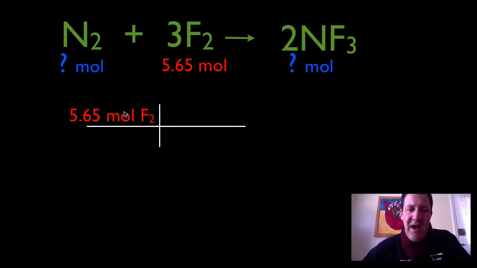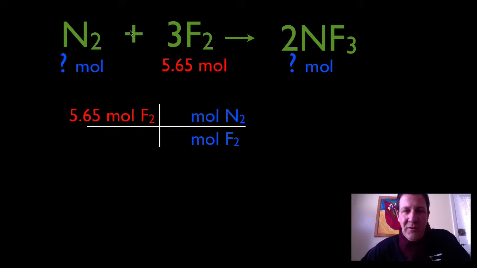Okay, now we want to get out of moles of F2, so that means we have to put moles of F2 in the bottom. That will allow us to cancel. We want our answer to be in moles of N2 because we're going to solve for moles of N2 first. So therefore, we're going to put the moles of N2 on the top.